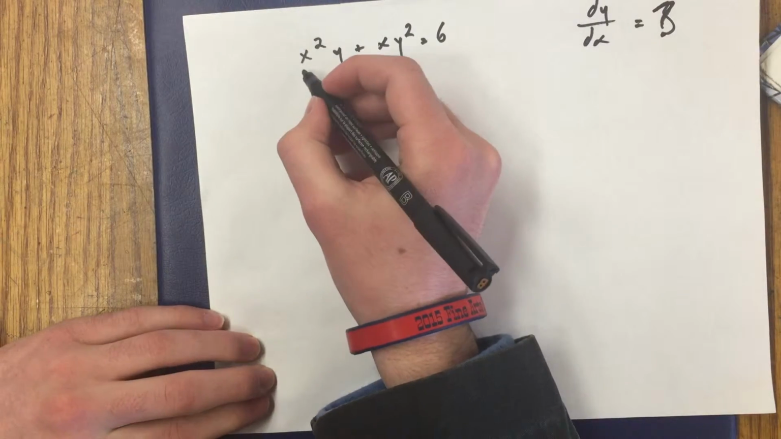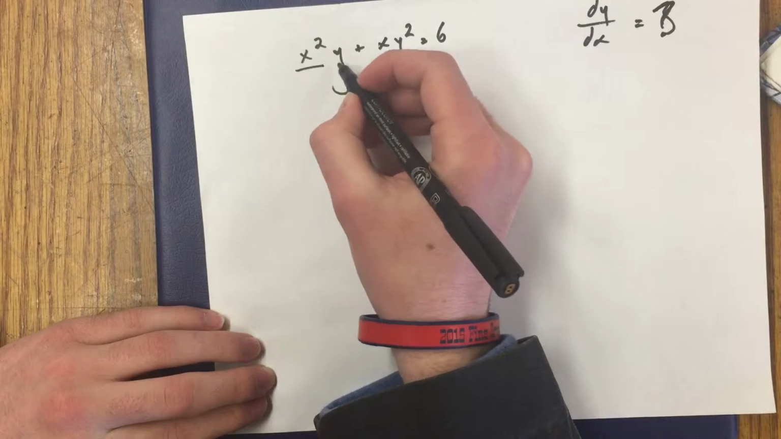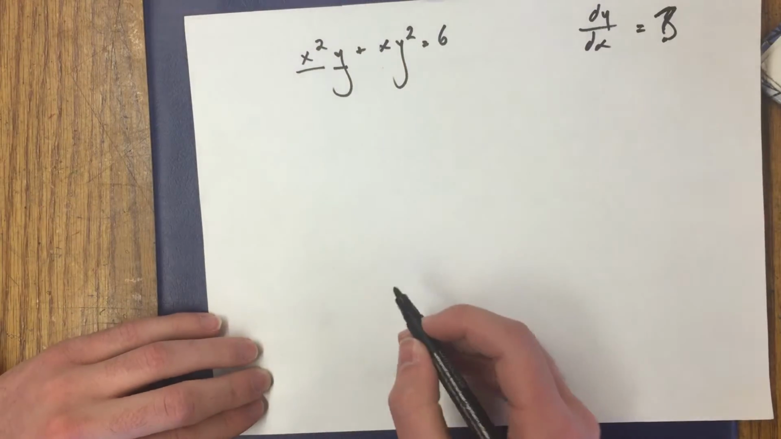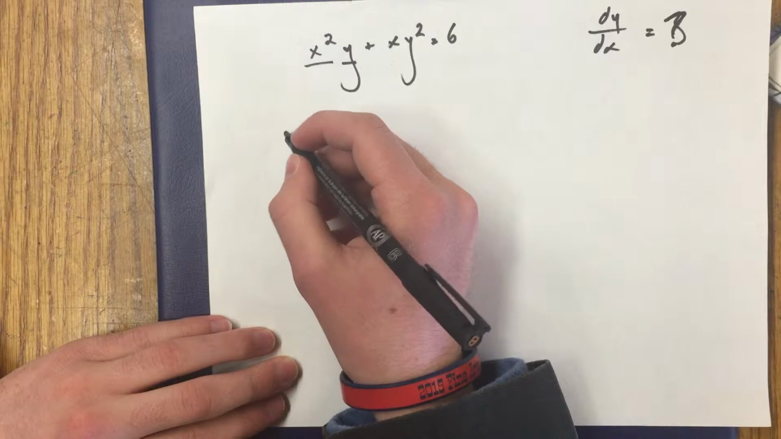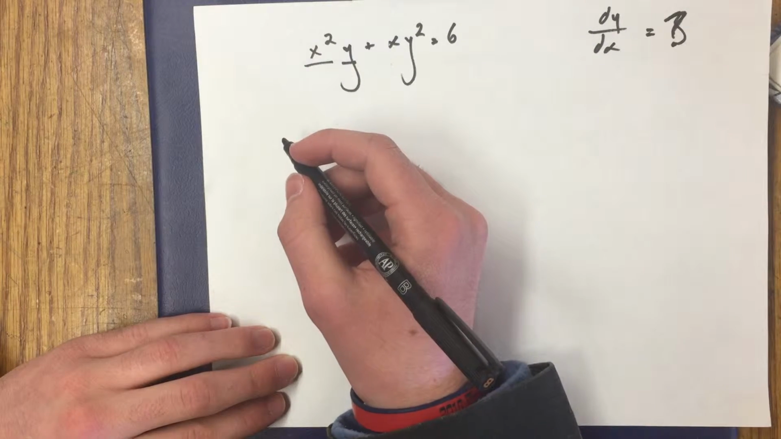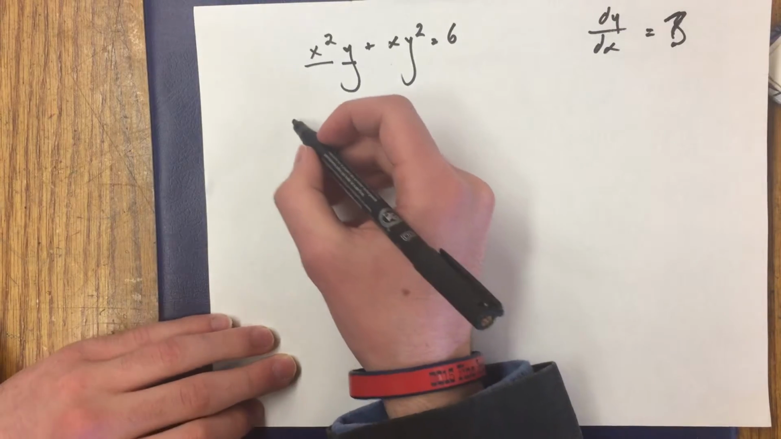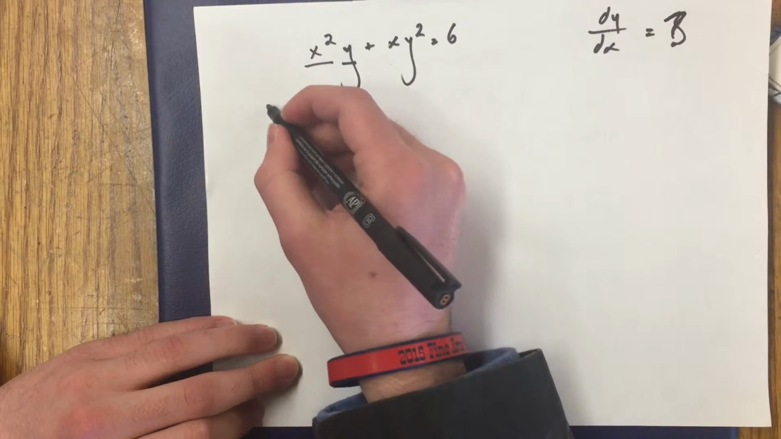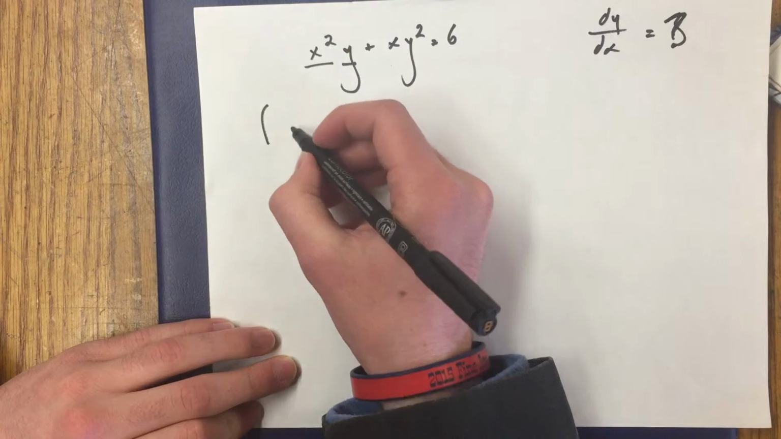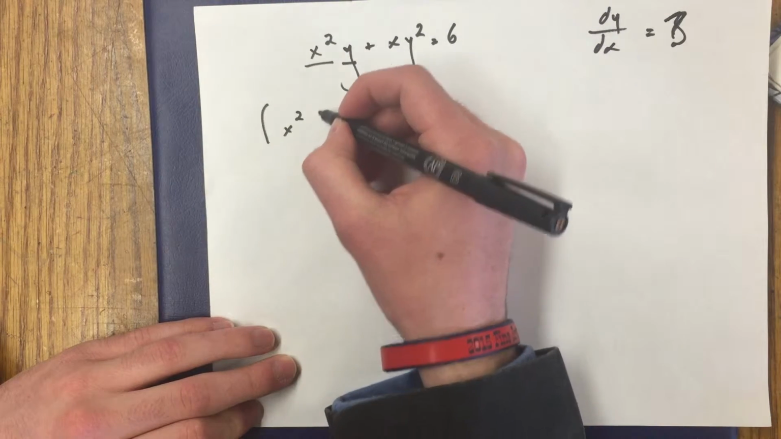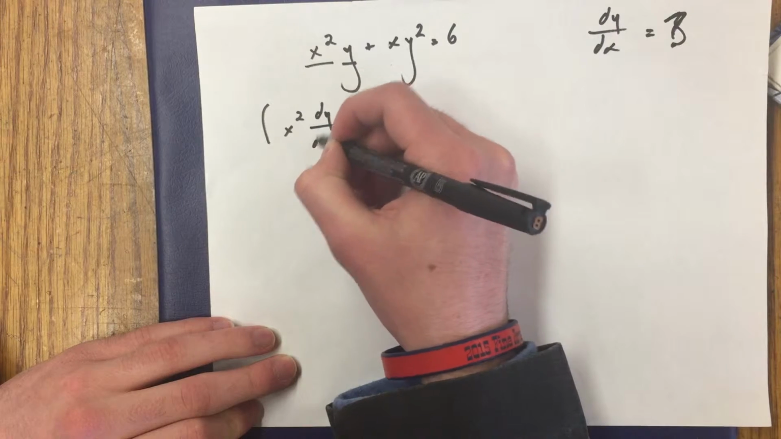So it's going to be the first times the derivative of the second plus the second times the derivative of the first. That's chain rule. Product rule. I mean product rule. Cool. We're going to use product rule. So first times derivative of the second. I'm going to put a little parentheses here. So x squared, the first, times the derivative of the second, which is 1 dy/dx.